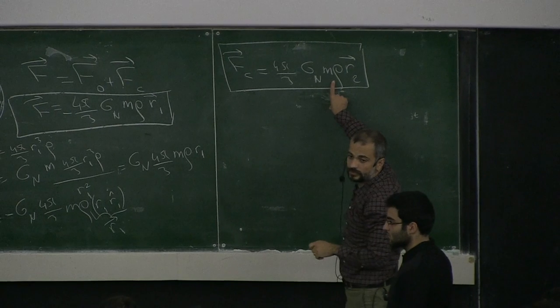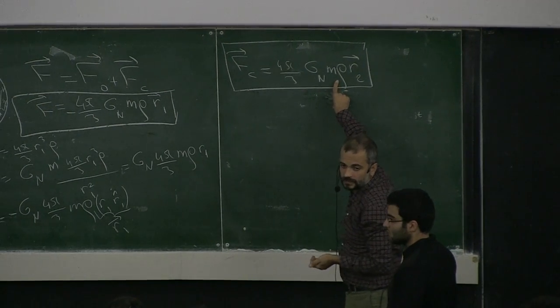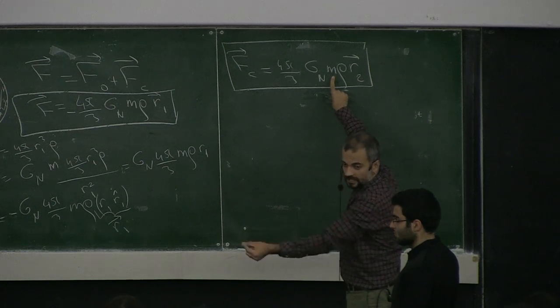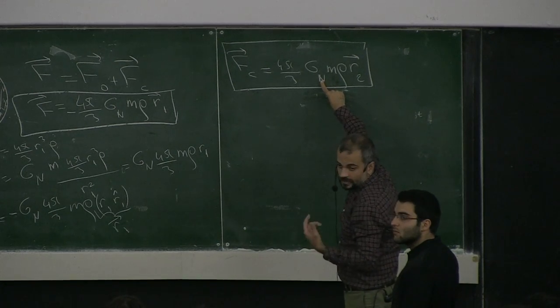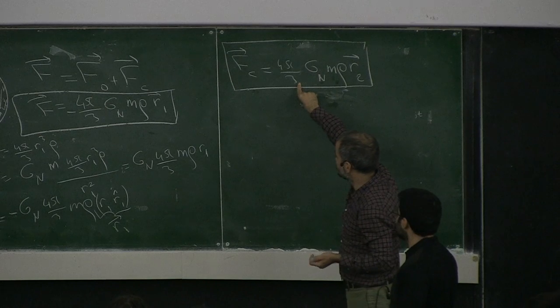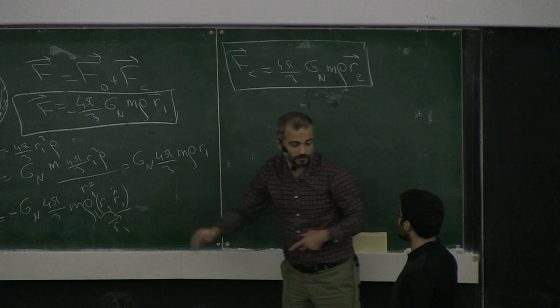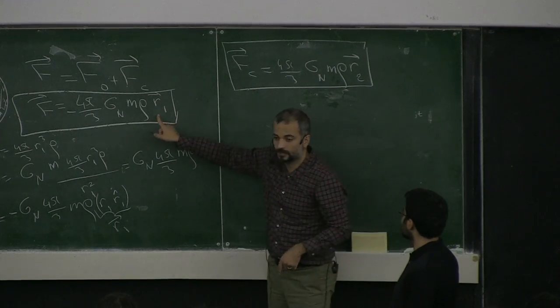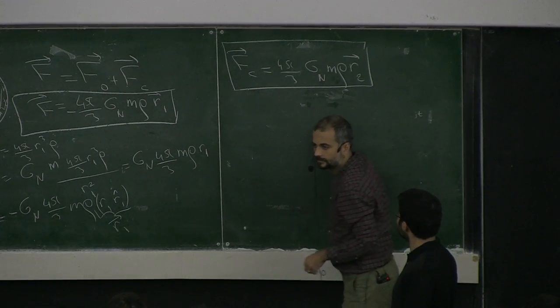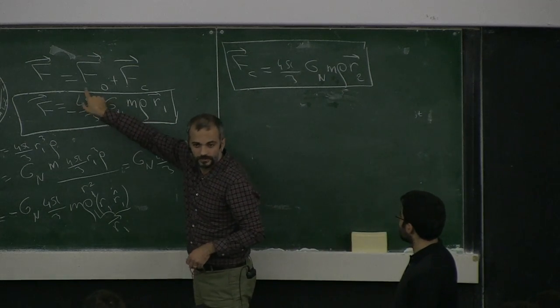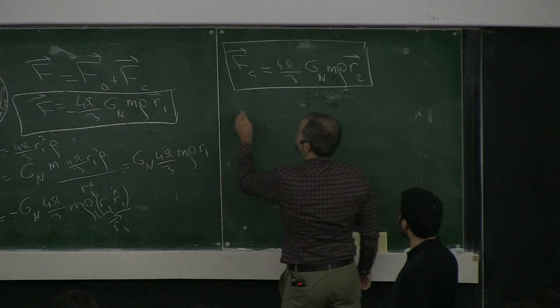Well, the mass density of the small sphere and the mass density of the large sphere are identical. The mass is the test mass that I am using. Newton's constant is the same. 4 pi over 3 is the same. So the only thing that changed when I go from the large sphere to the small sphere is this vector r1. So this was the force of the original system.